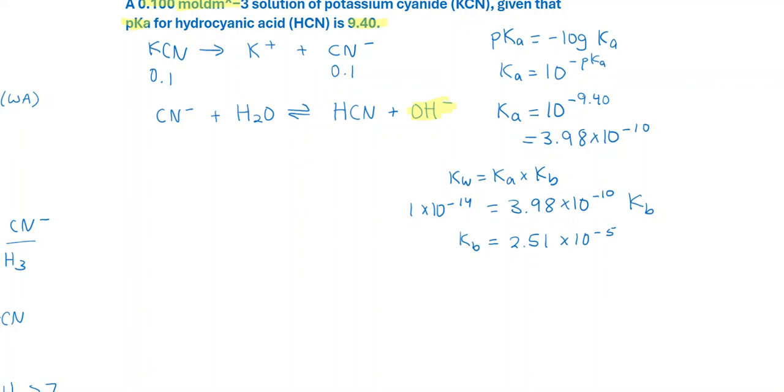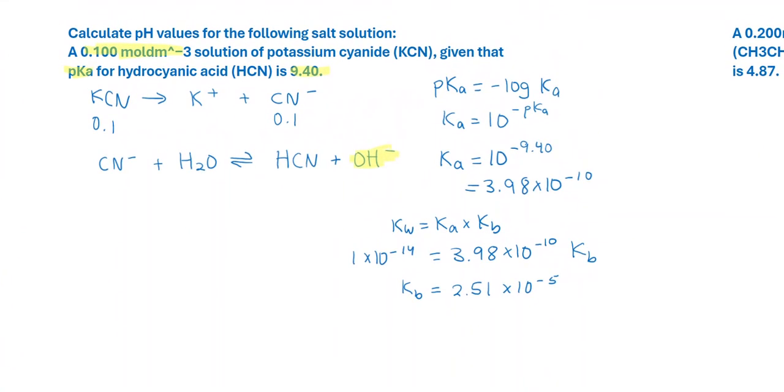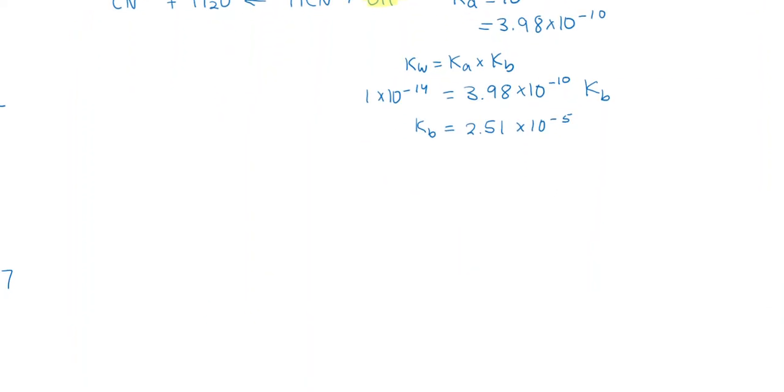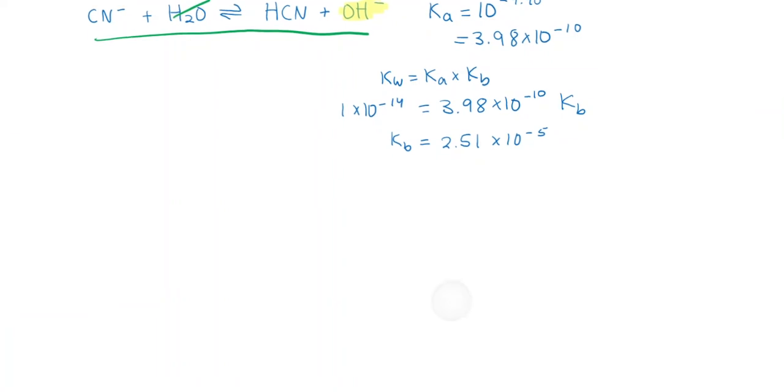So now we're ready to create an ICE table. Basically, this ICE table is just a way to organize everything so we can come up with the correct formula and plug in the right values. So I'll do the ICE table in green. How this works is you're going to translate this formula down, and then you can also get rid of the H2O because H2O doesn't have a concentration, so you can ignore it.